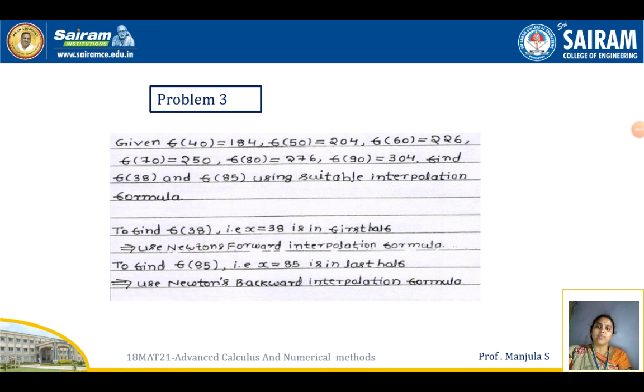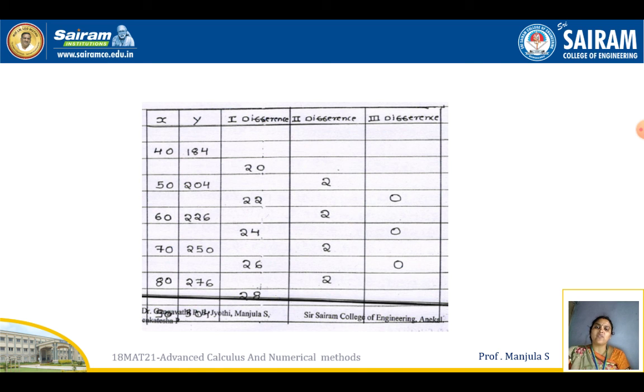Now we'll see the last problem. Given f of 40 is 184, f of 50 is 204, and for 60, 70, 80, 90 they have given the values. They asked us to find f of 38 and 85 using suitable interpolation. Here to find f of 38, x is 38 and the corresponding y value we have to find out. First we have to construct the table here. So x values are 40, 50, 60, 70, 80 and then 90, and the corresponding y values you just write down and construct the table. So you get the values of del y, del square y and also del cube y.